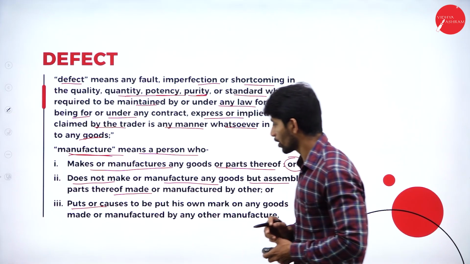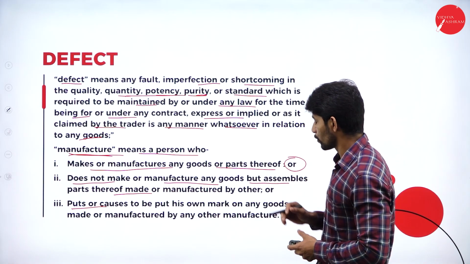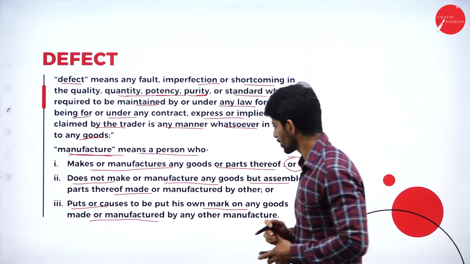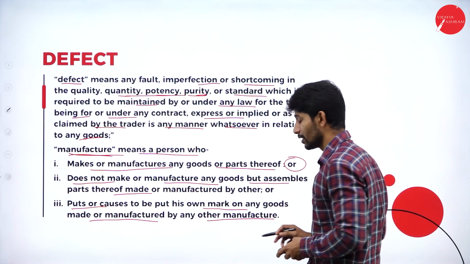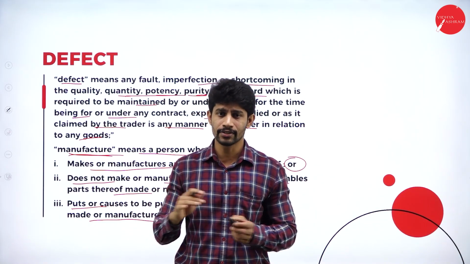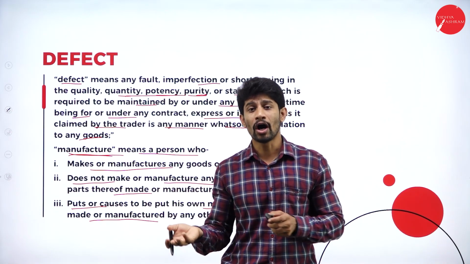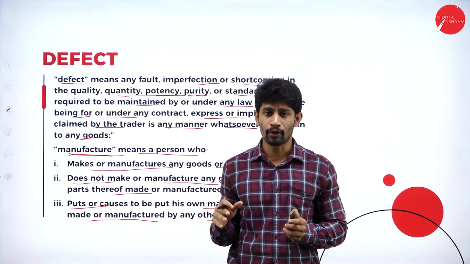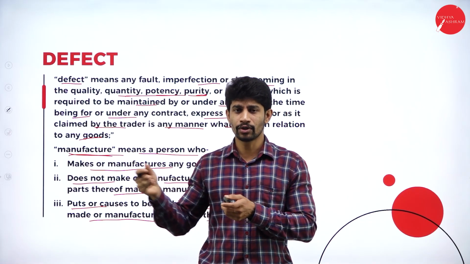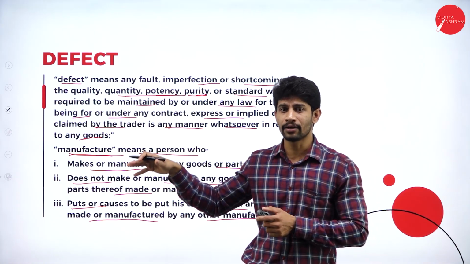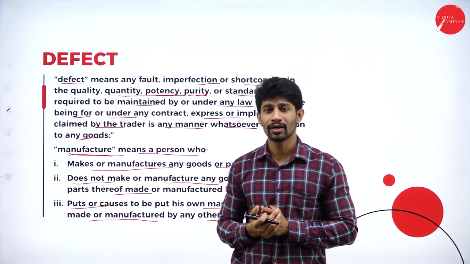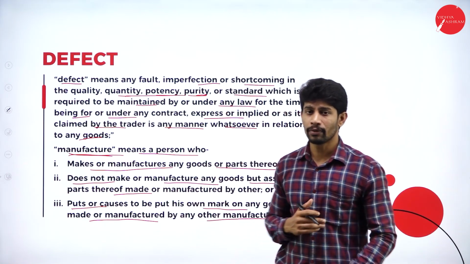Next, a person who puts or causes to be put his own mark on any goods made or manufactured by any other manufacturer. Here he is not going to manufacture or assemble any product. He just takes the final product from another manufacturer and puts his label, his brand name. Again, that person is also called a manufacturer. So who is called a manufacturer?